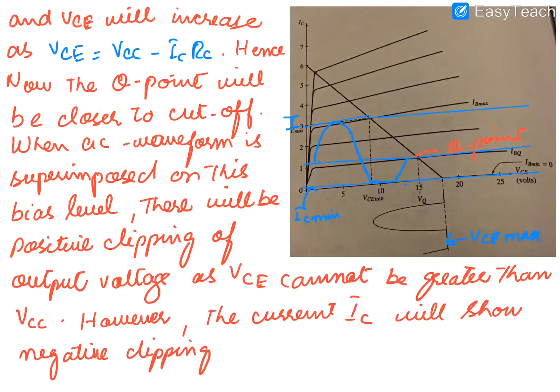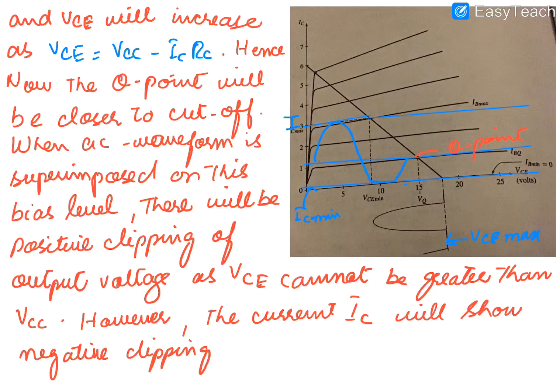So when IC decreases, the value of VCE will increase. VCE is equal to VCC minus IC RC. So when IC decreases, the value of VCE increases. So in this case, as the value of VCE has increased and the value of IC has decreased, the new Q point will be closer to the cutoff level. This is the cutoff level where the value of IB and IC is 0. So now the Q point is much closer to the cutoff level.